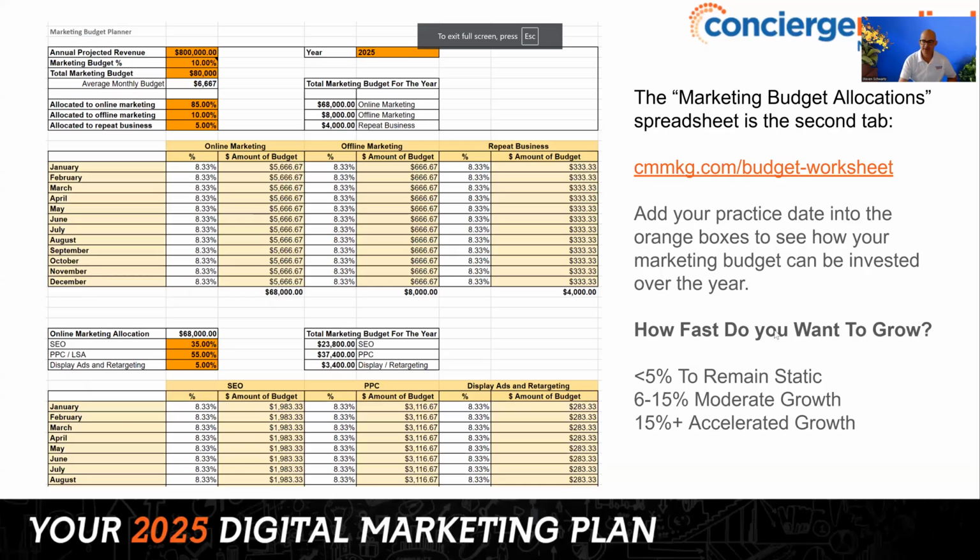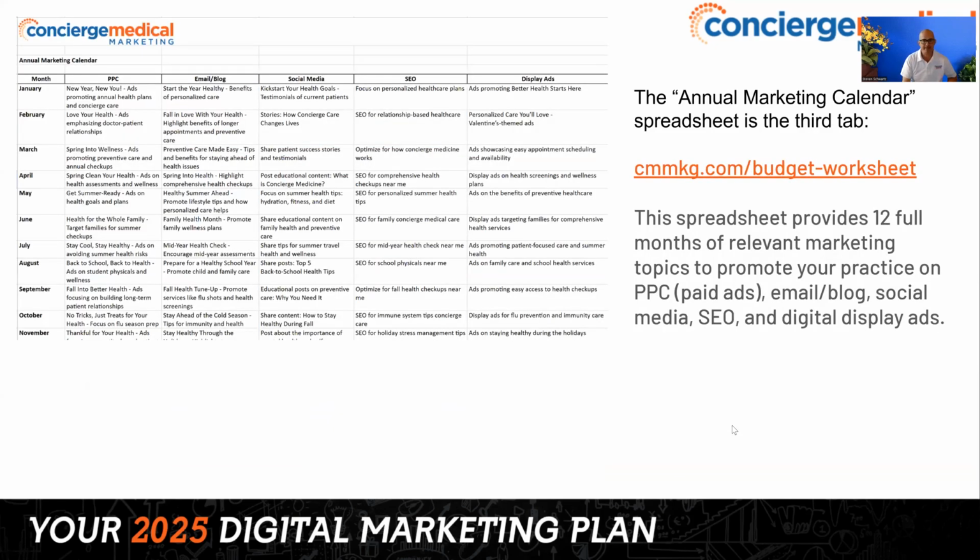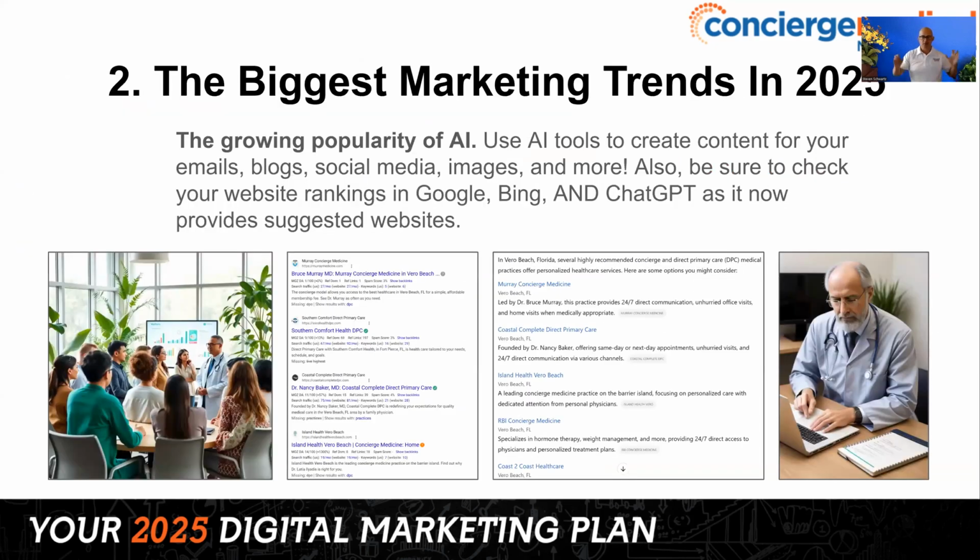All right, and as we talked about those percentages, under 5% remains static, 6 to 15% is moderate, and 15% and above is accelerated growth. And we talked about that. All right, we finished the goals and planning section.